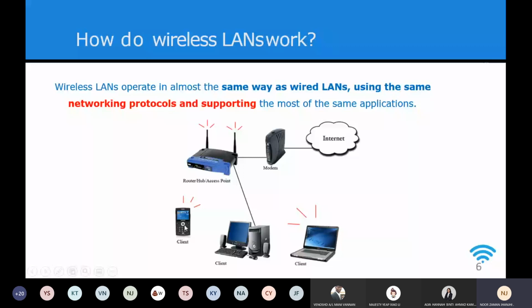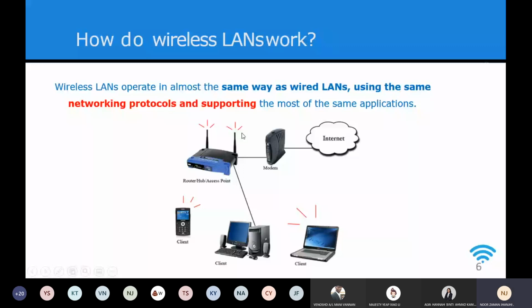You can see now he is mentioning client, client, and client. This is correct. If you say this is a laptop, this is a machine, this is a smartphone, again correct. If you say node, node, and node, again correct. So not an issue. This is how the wireless network is landed in our homes or in our offices.